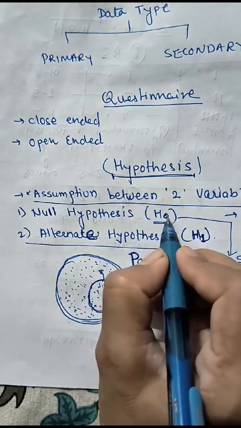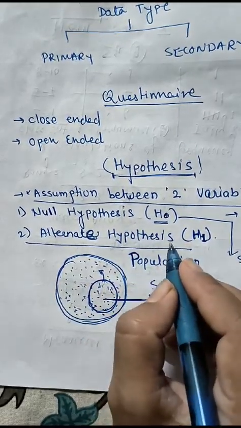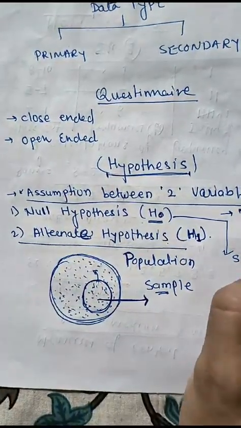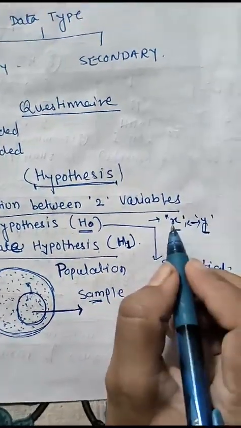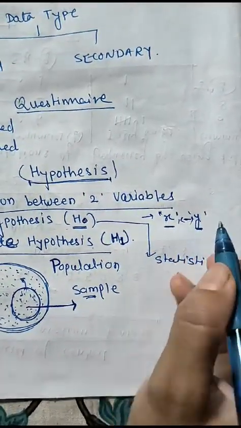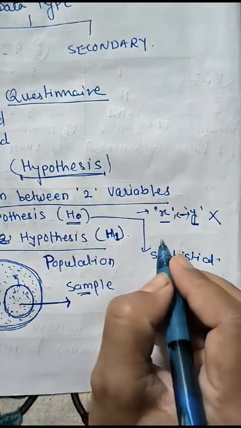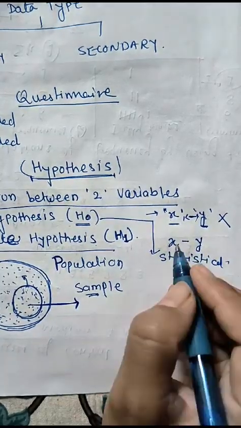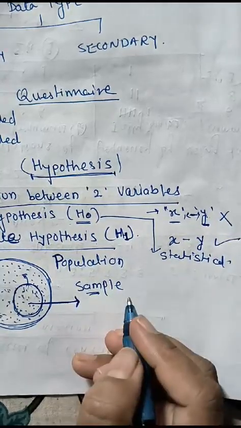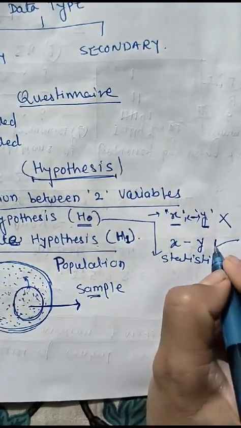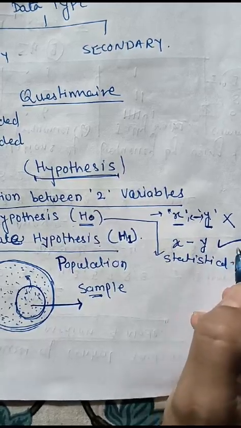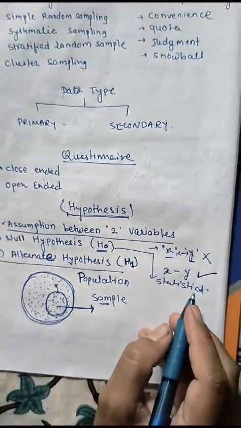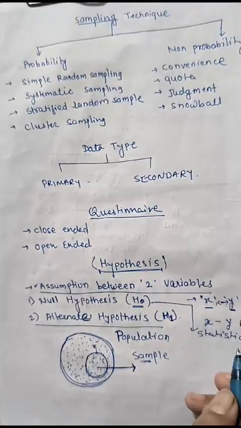If the null hypothesis is rejected, the alternative hypothesis will be accepted. If the null hypothesis is that there is no significant relationship between two variables, and those variables are x and y, then if it is rejected, the alternative hypothesis will be that there is a significant relationship between x and y, and that alternative hypothesis will be accepted. On the basis of the status of that hypothesis acceptance, the researcher has to interpret the things, and the researcher gets their results.